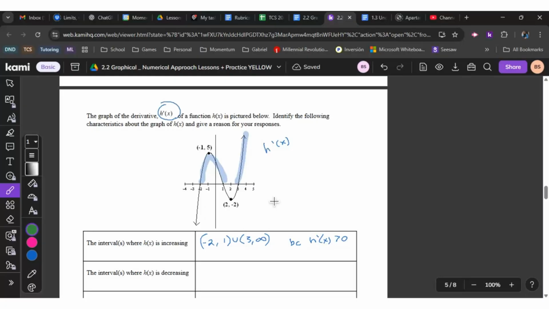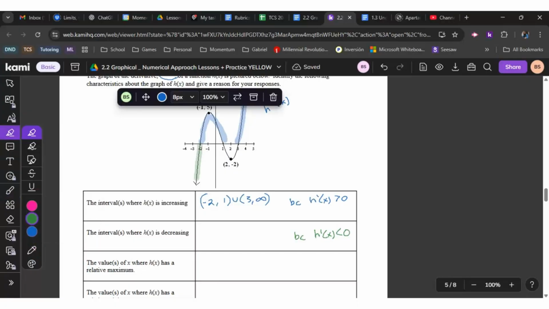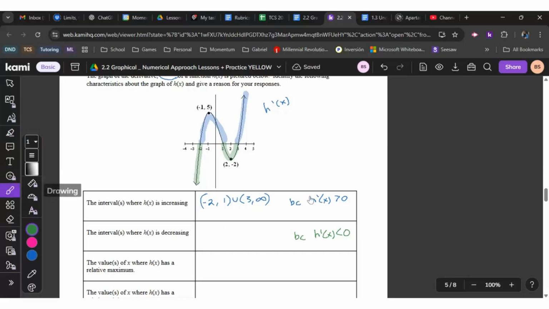So, why don't you give me the reasoning for why h of x is decreasing? Because h prime is less than 0. Perfect, right? So it's when it's negative. That's going to be here and here, the opposite sides. So that's going to be from negative infinity to -2, and from 1 to 3. Making sense so far? Sure. All right. I wish you were a little more excited about it, but all right.